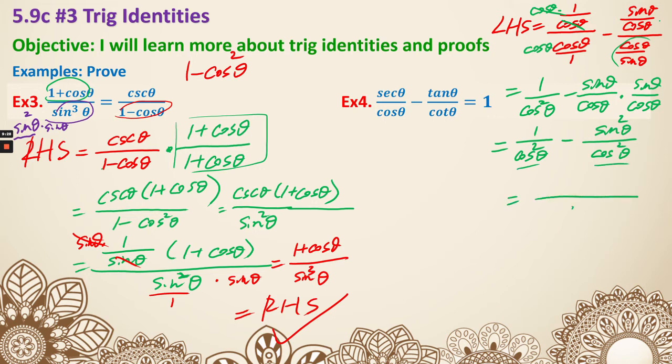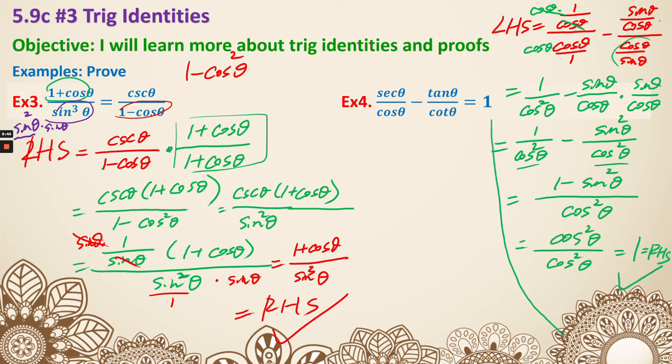So I can just put them together, cosine squared on the bottom, and the top is 1 minus sine squared. Clearly, 1 minus sine squared is just cosine squared. So the whole thing becomes cosine squared over cosine squared, which is a 1, and that is my right-hand side. We have just proved that.